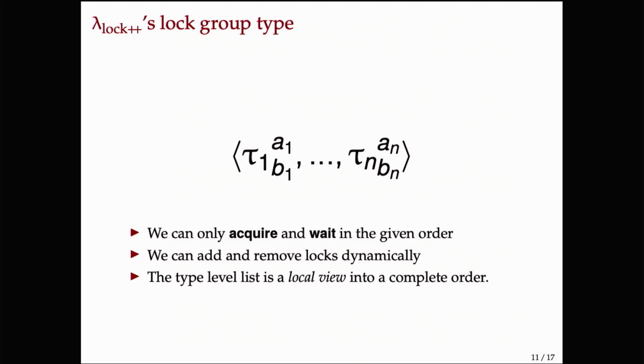To this tuple, we can add and remove locks dynamically. This means that this tuple is only a local view into the complete order on the lock group, because it's possible that you put a lock in the tuple, but someone else doesn't know about that, if someone else already had a reference to the lock group.